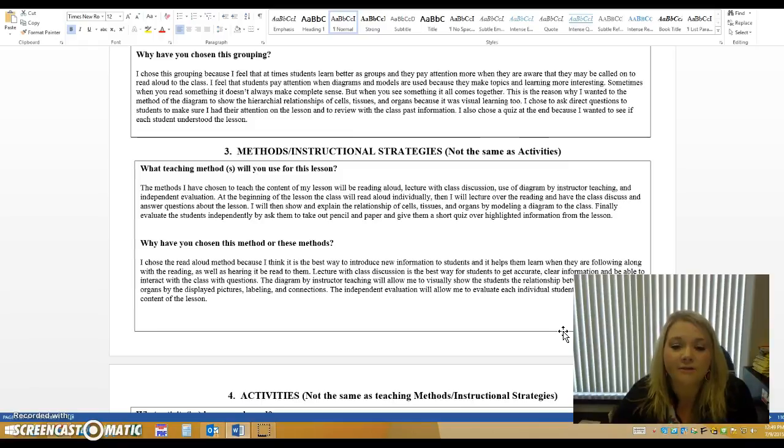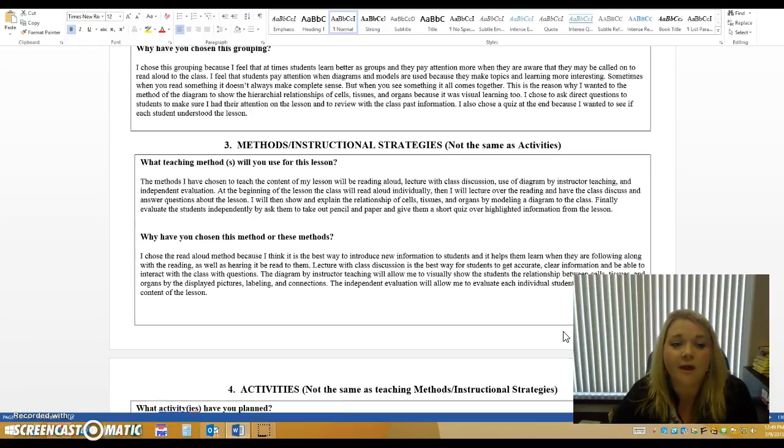The diagram by instructor teaching will allow me to visually show the students the relationship between cells, tissues, and organs by the displayed pictures, labeling, and connections. The independent evaluation will allow me to evaluate each individual student's understanding of the content of the lesson.